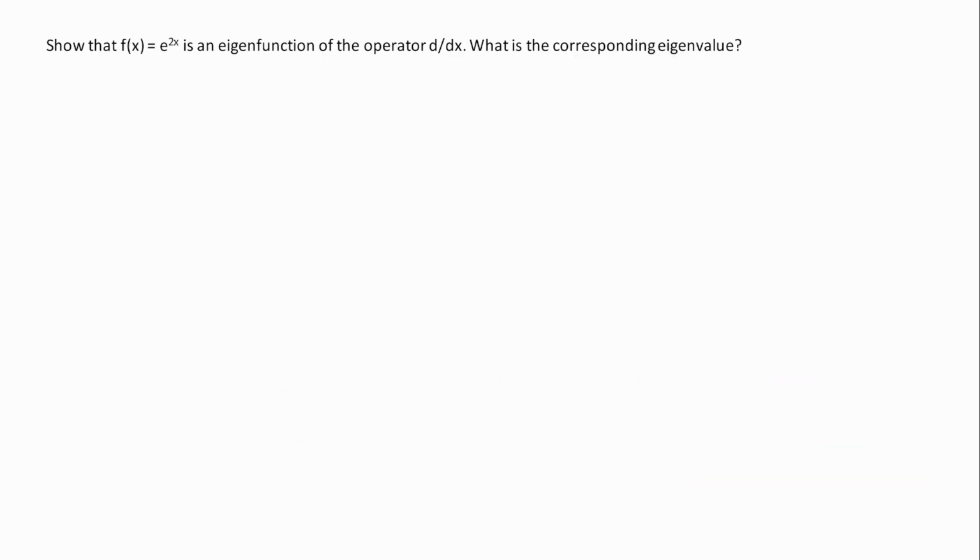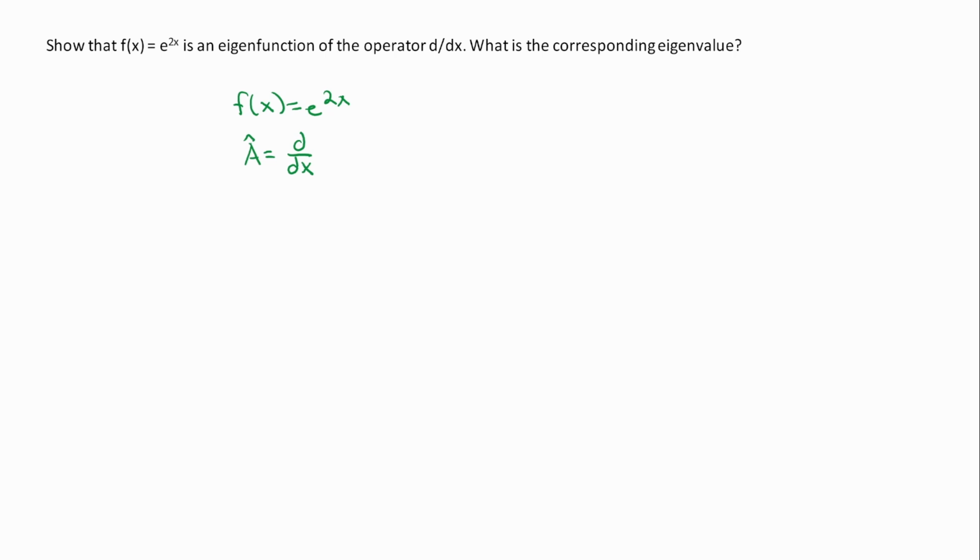Now let's move on to some practice problems. Let's show that f of x is equal to e to the 2x is an eigenfunction of the operator d over dx, or our derivative with respect to x. What is the corresponding eigenvalue? So here we have our function that we're testing, f of x is equal to e to the 2x, and our operator is going to be d over dx, or our first derivative with respect to x.